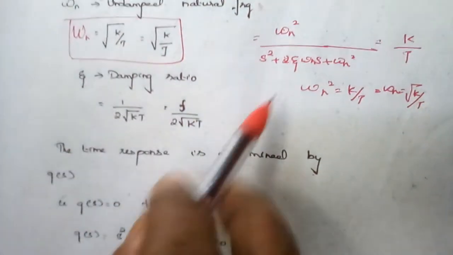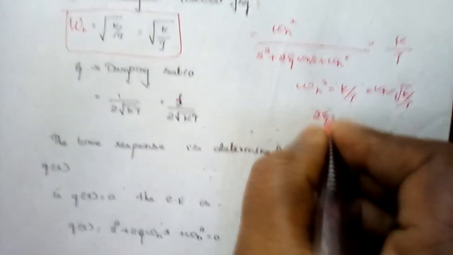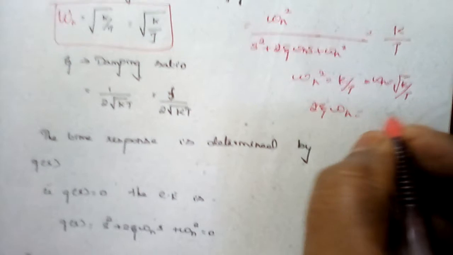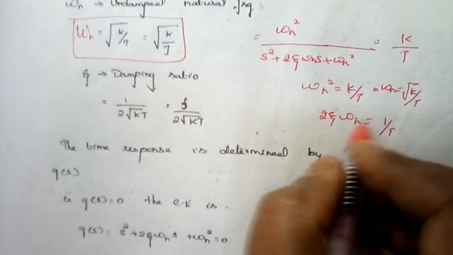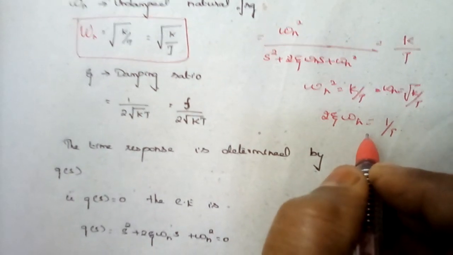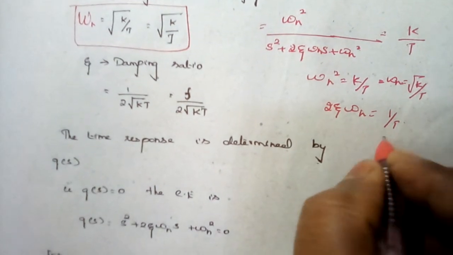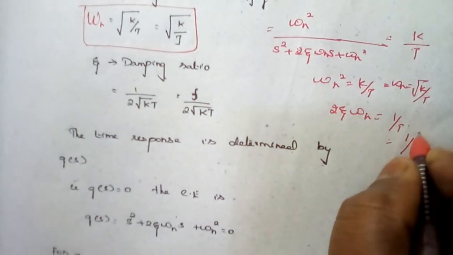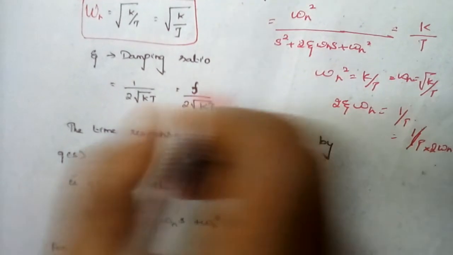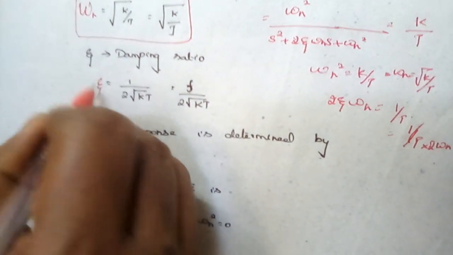And similarly, for getting zeta, 2 zeta omega n is equal to the function 1 by t, and we already know that 1 by t is equal to root of k by t. So substitute here and bring the 2 omega n down: 1 by k into 2 omega n, which is equal to root of k by t. And by substituting this, we get zeta equal to 1 by 2.